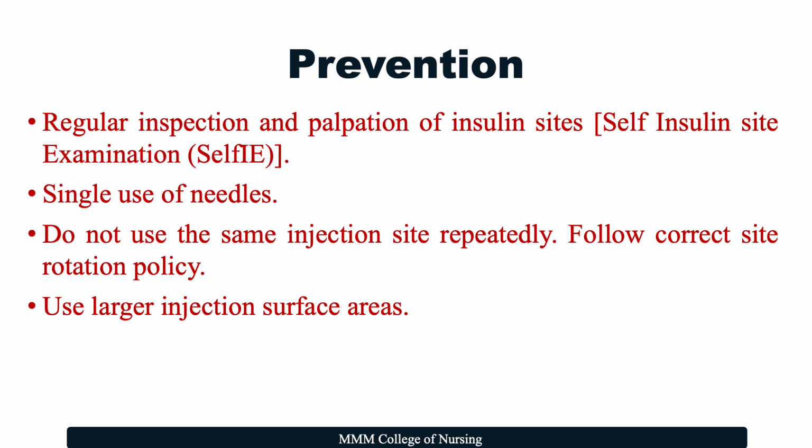So how can lipohypertrophy be prevented? This can be done by regular inspection and palpation of insulin sites, that is self-insulin site examination. Single use of needles. Do not use the same injection site repeatedly by following the correct site rotation policy and use larger injection surface areas.